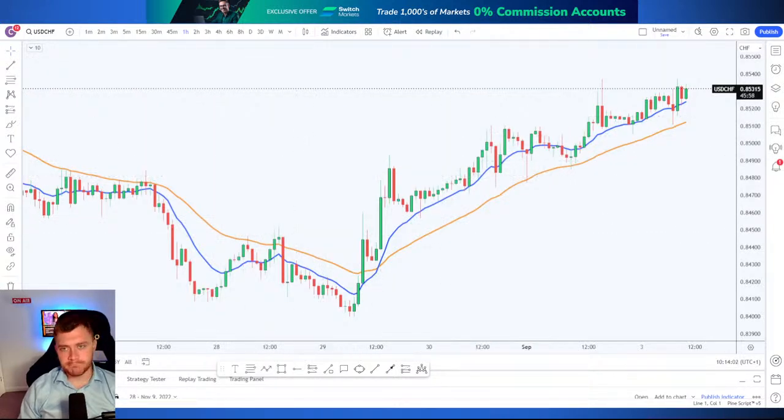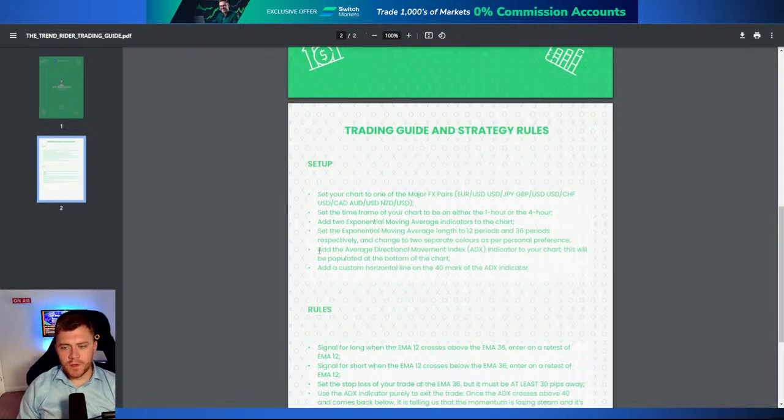Really easy. Okay. What we then want to do is add the average directional movement index, which is also known as the ADX indicator, to your chart. And this will populate at the bottom of the chart a bit like an RSI indicator. Then when we've added that, we want to add a custom horizontal line on the 40 mark of the ADX. Now, you can do this on TradingView if you like, but from a bit of research that I've done, and you'll never know this unless you're on the streams, that's why it's good to be on the streams, the MetaTrader ADX apparently is a little bit more reliable than the TradingView ADX.